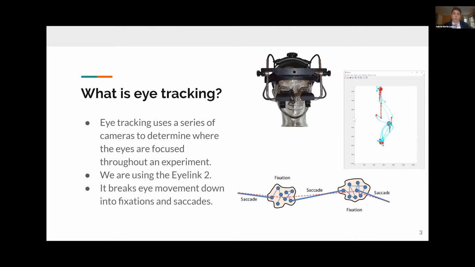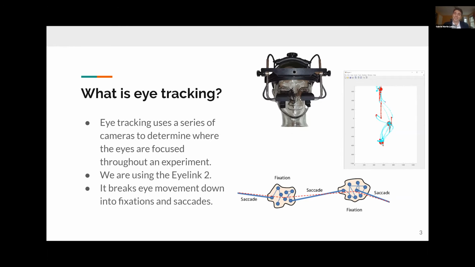Eye tracking is a tool that uses a series of cameras to figure out where someone is looking in an experiment at any time. This picture right here is the tool we used for our experimentation. It's the iLink 2 camera. It has a series of cameras looking at your eyes and a series of cameras off the head to figure out which direction your face is pointing at any given time.